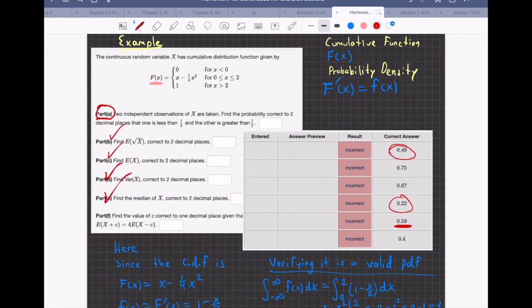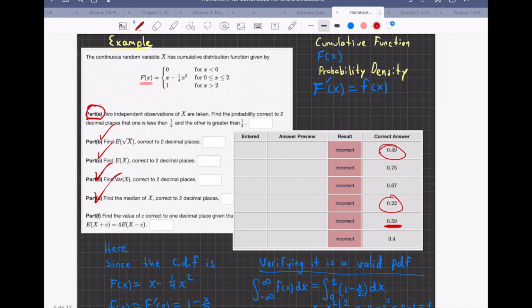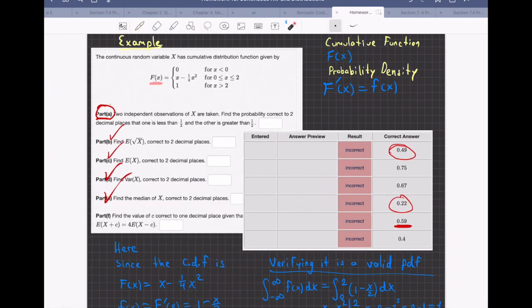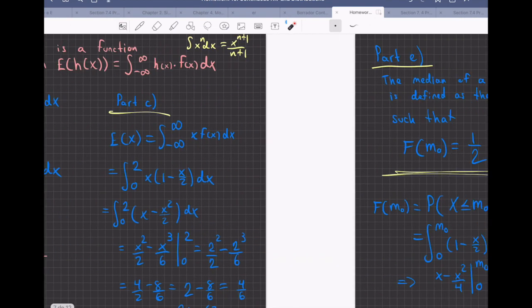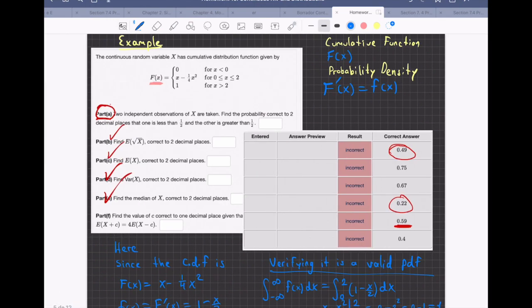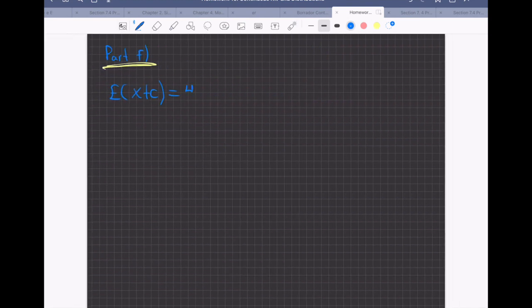So we have the part E. Finally, part F. Part F is asking to find the value of C such that you have this equation true. So we have expected value of x plus C equal to 4 times expected value of x minus C.